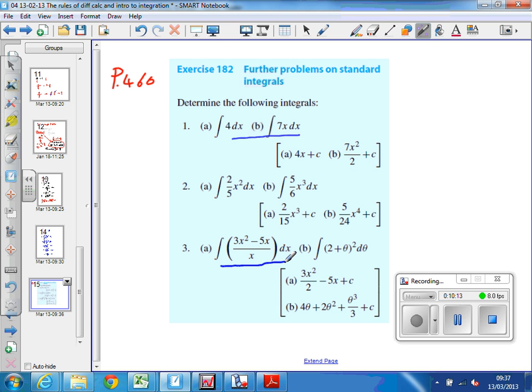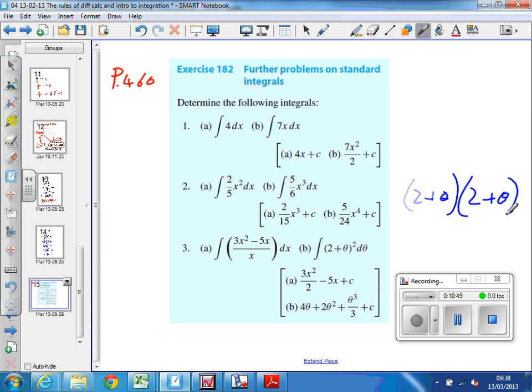The way to go about something like this is to separate it. So 3x squared over x minus 5x over x, and then try and simplify it before you integrate it. As with differentiation, if I've got more than one term, I integrate each one separately. Doing something like this. Times it out, yeah. It's 2 plus theta times 2 plus theta. So I'd have to multiply out those brackets, and then I could do it, okay?